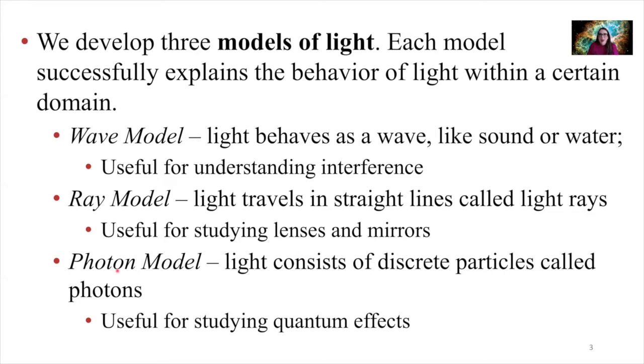That's our individual packet of light. Light consists of these discrete quantized particles called photons, which are useful for studying quantum effects. Quantum effects are things that happen on very small scales, like on the scale of particles and subatomic particles. That's something that we are going to hit on in the very last week of the semester. We'll talk about what we call modern physics.